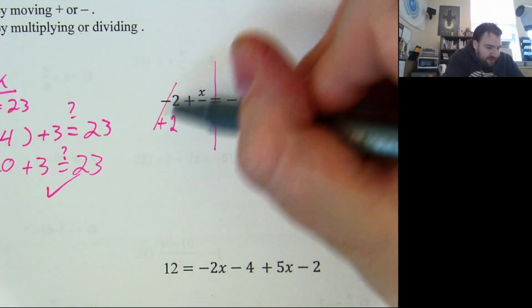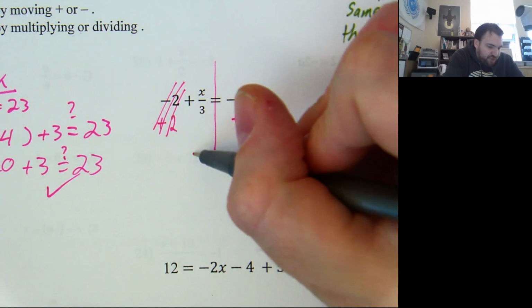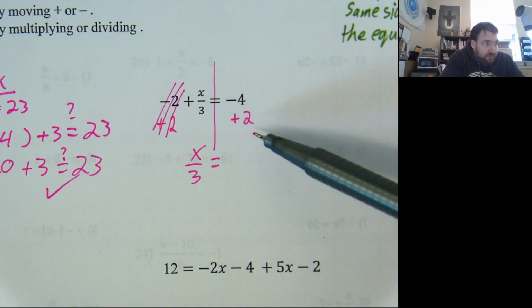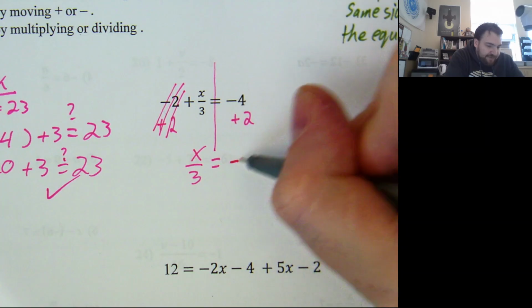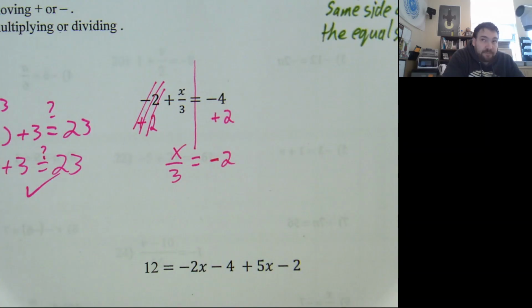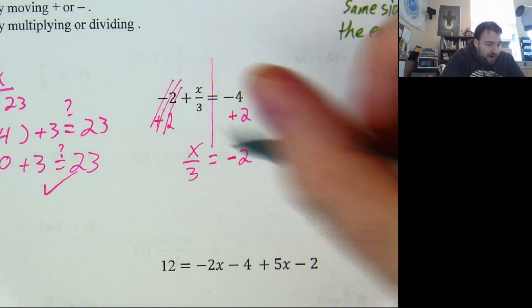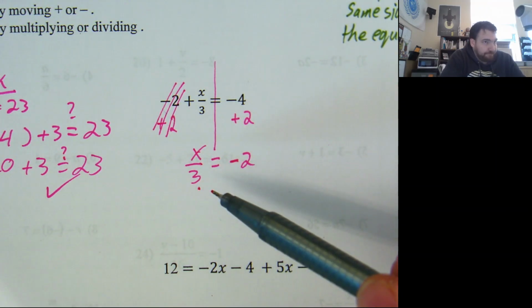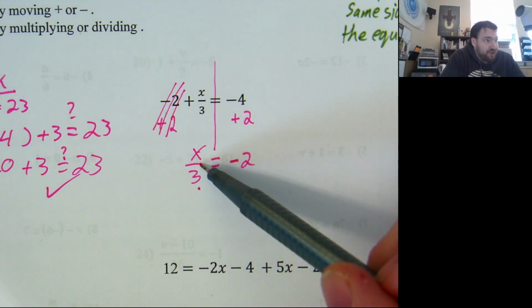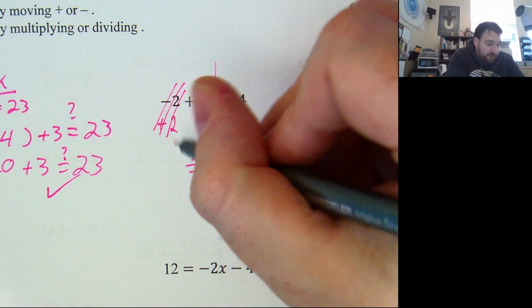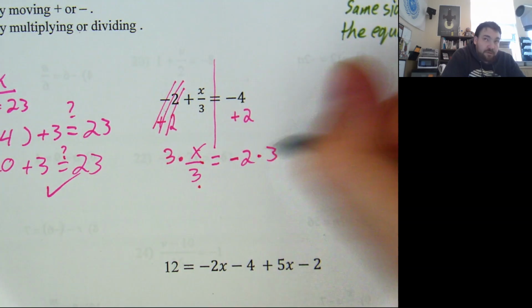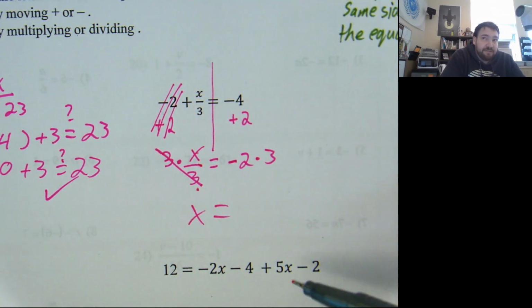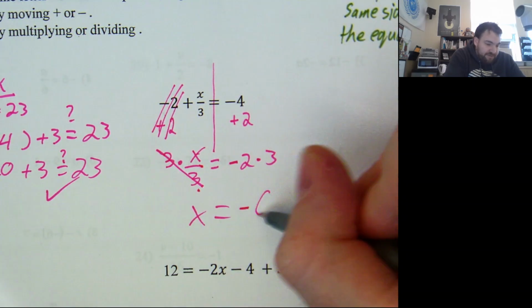-2 plus 2, 0. That's gone, leaving us with just x over 3 equals, what's negative 4 plus 2? It's going to be negative 2. And now I've got x divided by 3. How do I undo division by 3? Well, the opposite operation of division is multiplication. So I want to multiply 3 on both sides. 3 divided by 3 is 1, leaving us with just x. Negative 2 times 3 is negative 6.